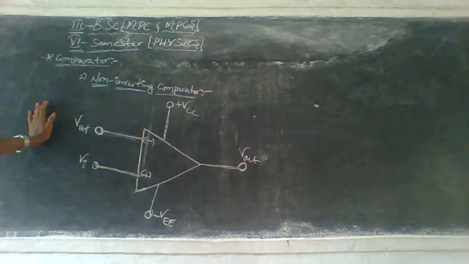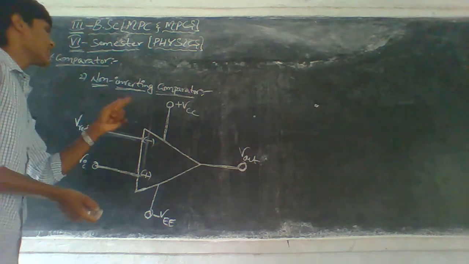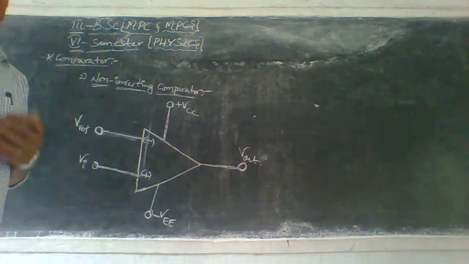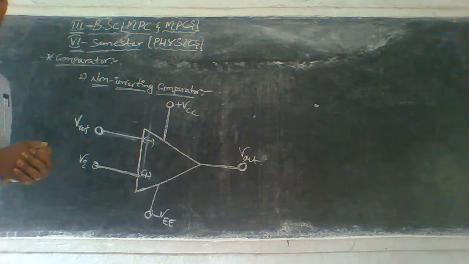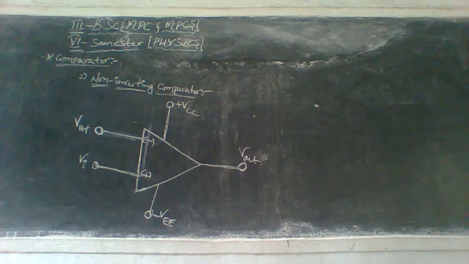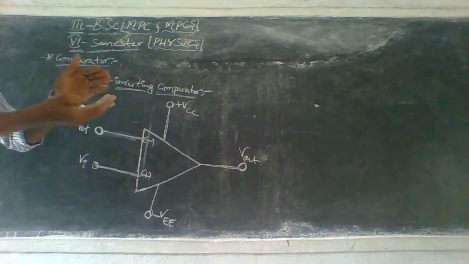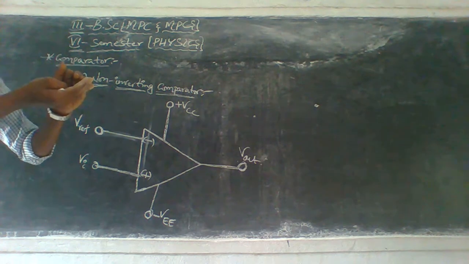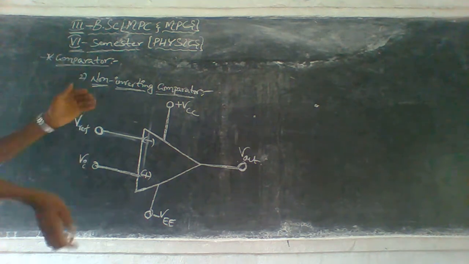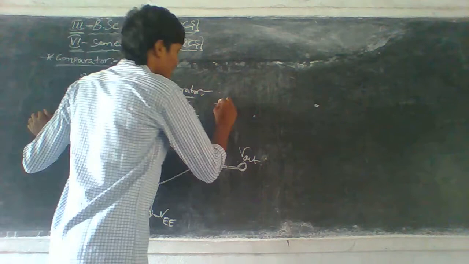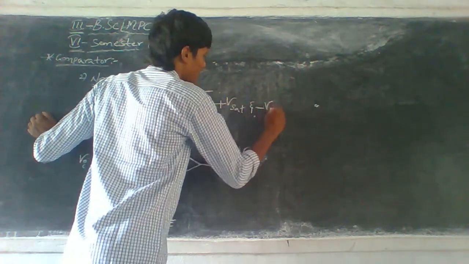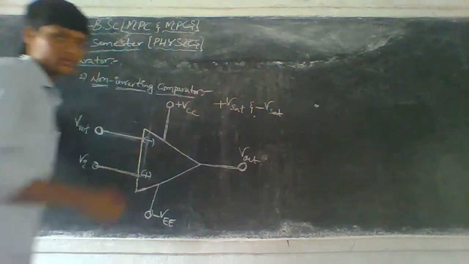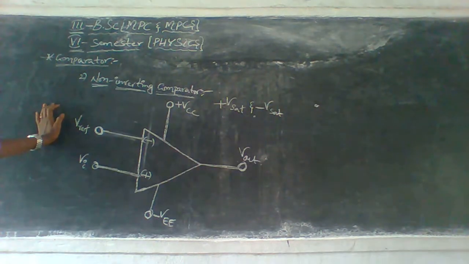Okay, so the operation of a non-inverting comparator is very simple. It produces one of two values: one is plus V sat and the other one is minus V sat.